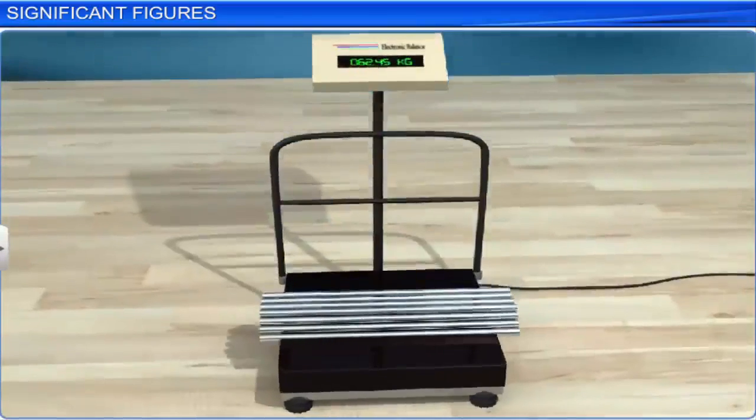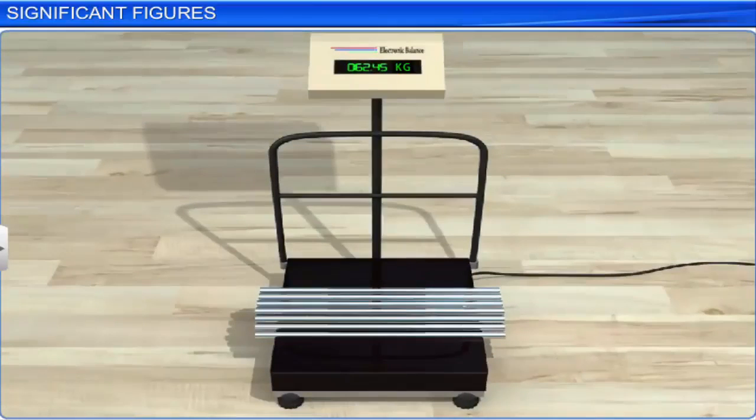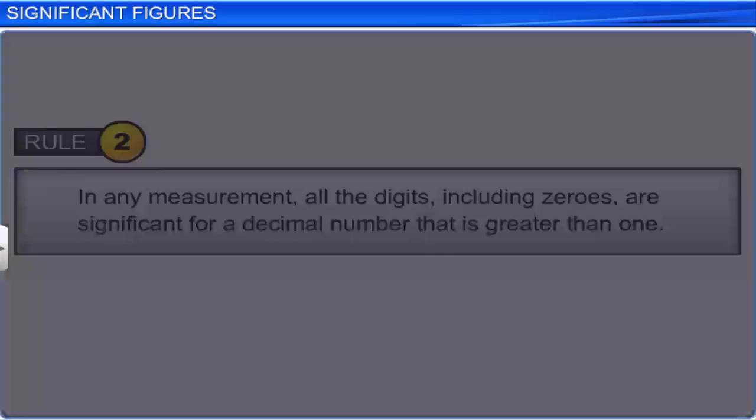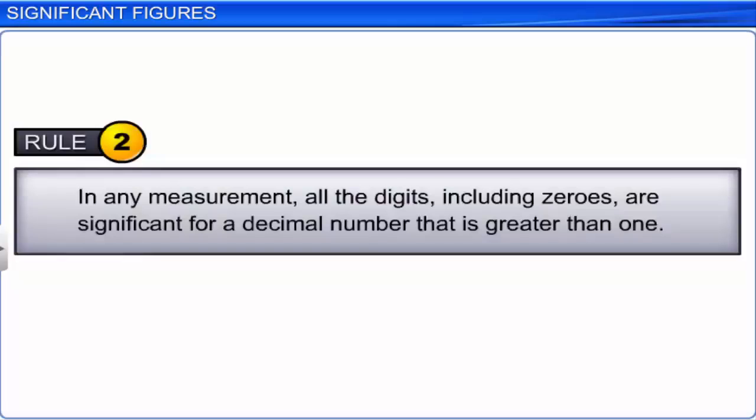For example, we weighed a bar of steel that measures around 62.45 kilograms. Here, all the digits are non-zero numbers. In this number, all the 4 digits are significant figures. The second rule says that in any measurement, all the digits, including zeros, are significant for a decimal number greater than 1.